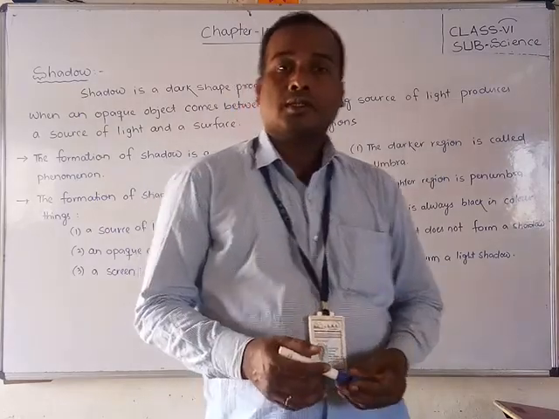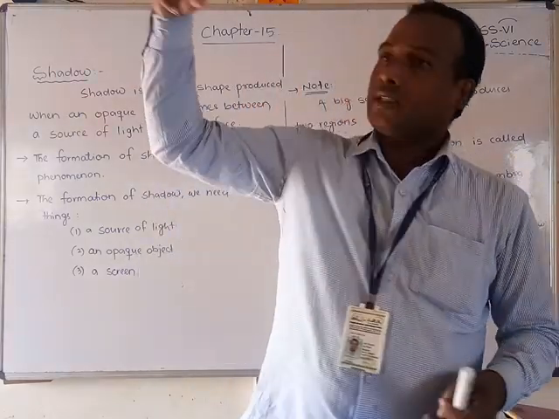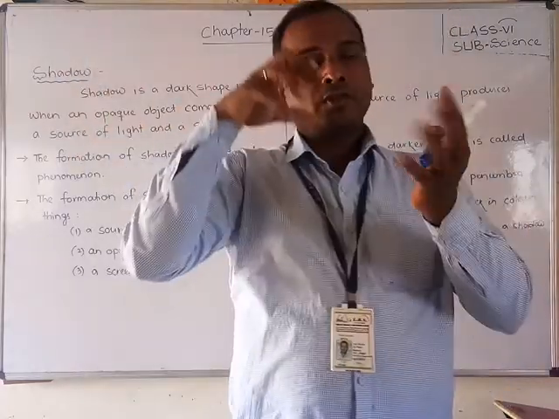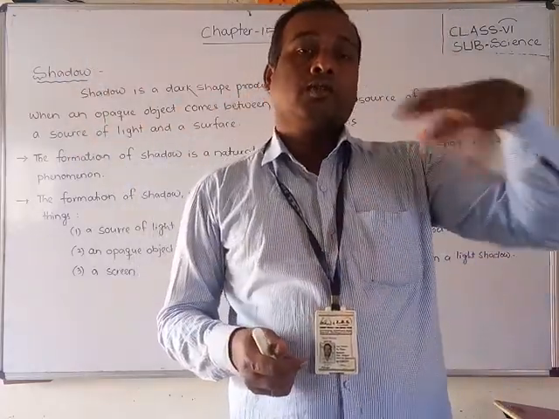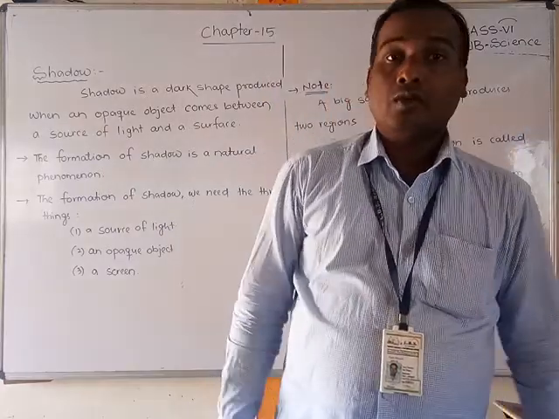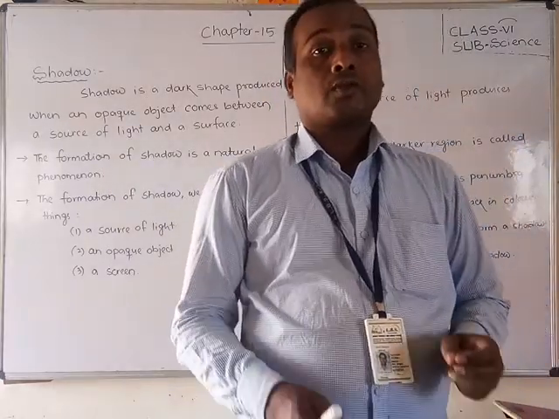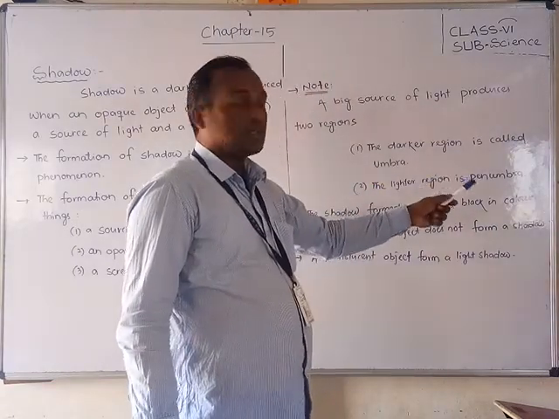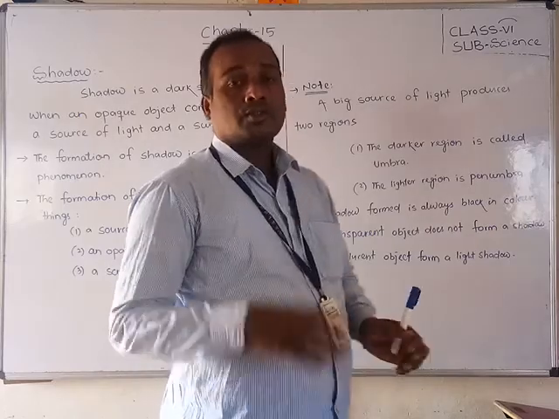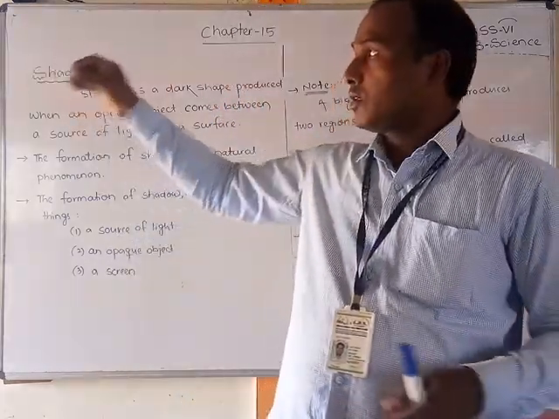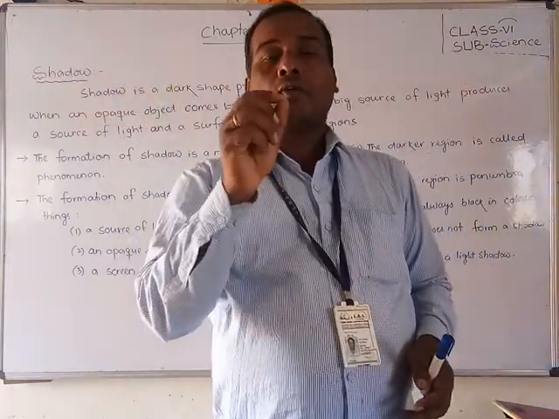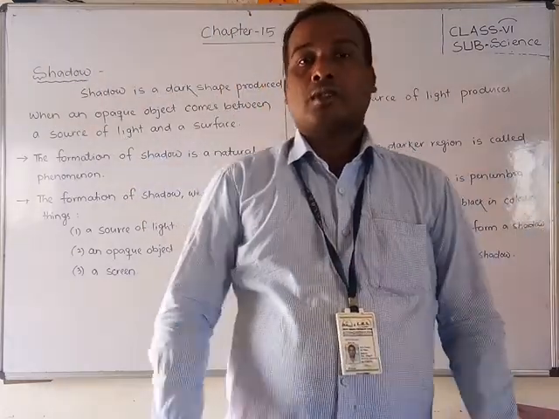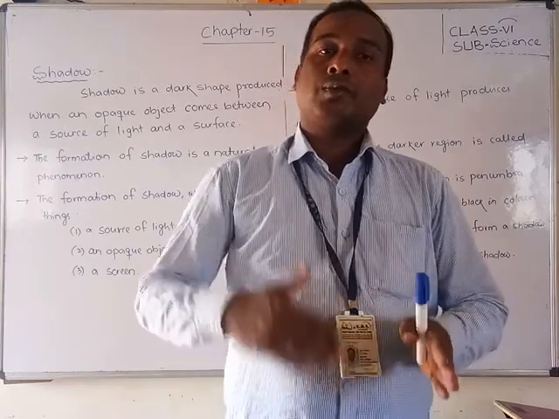Okay, when the source of light is falling on an opaque object we are keeping, what will happen? It will form a dark region. That is called what? Umbra. And the lighter region is called penumbra. So when birds are very small objects, whenever the light falls on them, the shadow won't form on the surface, because of the penumbra.